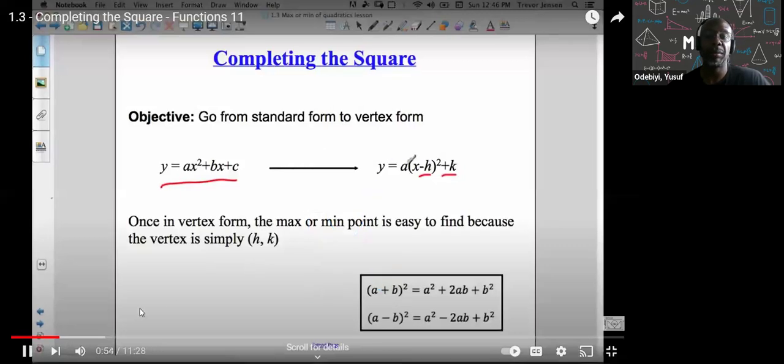Whether it's a max or a min: if a is positive, it's a min. If a is negative, it's a max. Because if it's negative, it opens down. If it's positive, it opens up.